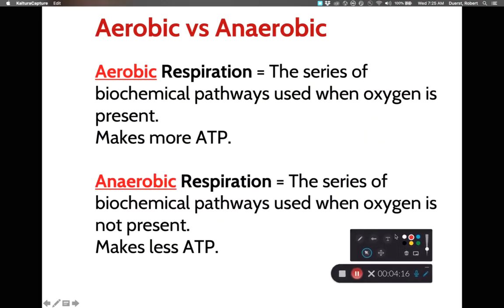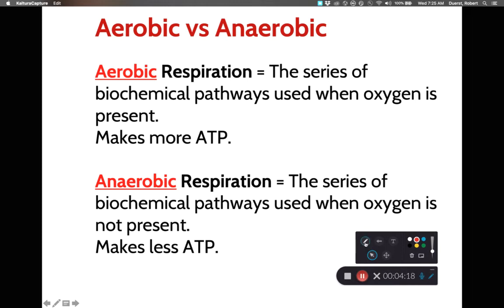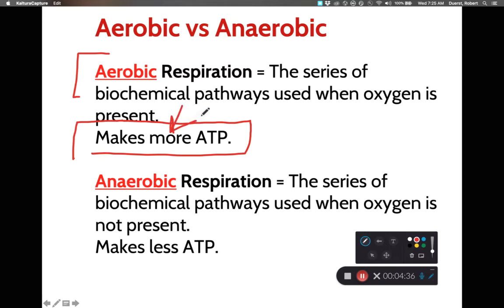Now, as we're looking at glycolysis, I had mentioned briefly earlier that it can happen with oxygen or without oxygen present. When we have that oxygen present, we refer to that as an aerobic chemical reaction. And this is our preferred mode of making ATP because we make much more ATP when we have oxygen present. This is a much more efficient mechanism of making cellular energy.